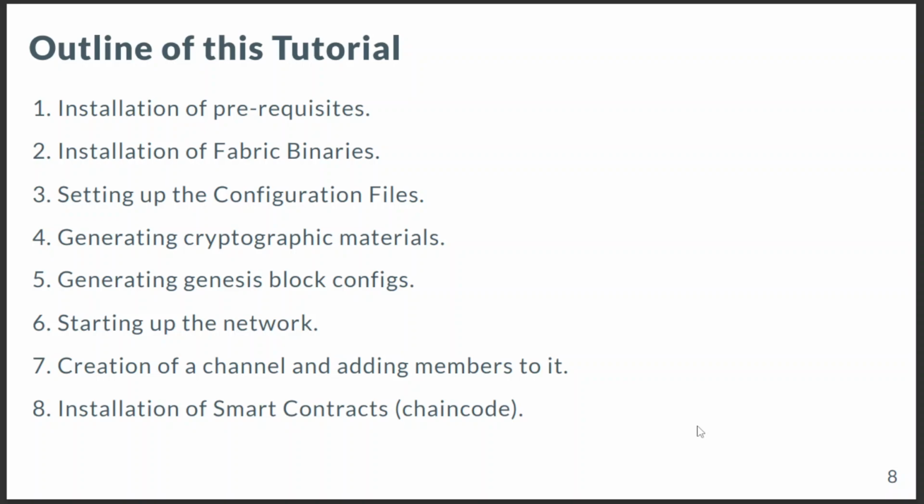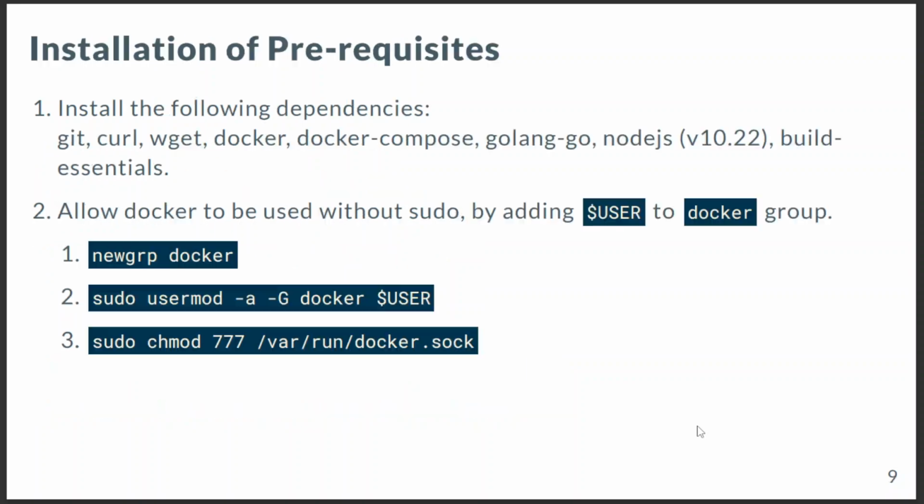We'll start with installing the prerequisites. Then we'll install the Fabric binaries. Then we'll set up the configuration file. There is a lot of configuration that we have to manage before we can actually have our blockchain up and running. After that, the configuration files can be consumed to create the cryptographic materials, so the certificates, the identities of the peers, users, and all. Then we generate the Genesis block, again from the configuration. We consume the configuration and create the Genesis block configs. And finally, we start the network using Docker Compose. Then we create a channel for the members to communicate through. And finally, we install some smart contracts.